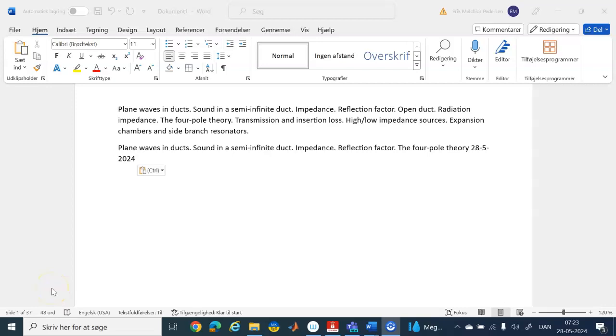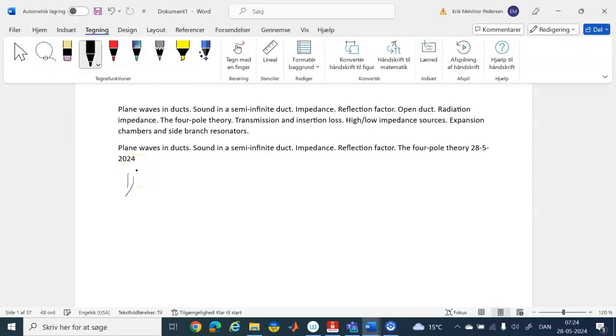I will talk about plane waves in ducts, and I will especially talk about the impedance reflection factor and also the correlation between input impedance and output impedance and four-pole theory.